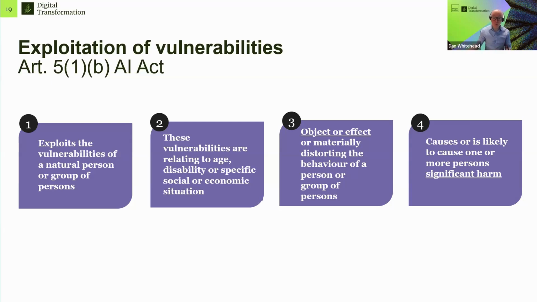So parts 3 and 4 of this test, the object or effect of materially distorting the behavior of a person or group of persons and causing significant harm, are identical to the components in the previous prohibition. The part that is different is the actual practice itself. So whereas practice A is focused on subliminal, manipulative, and deceptive techniques, practice B is instead focused on the exploitation of the vulnerabilities of an individual or group of individuals.